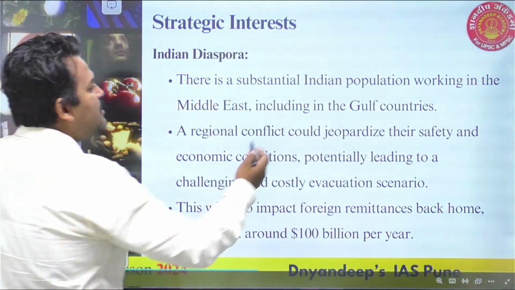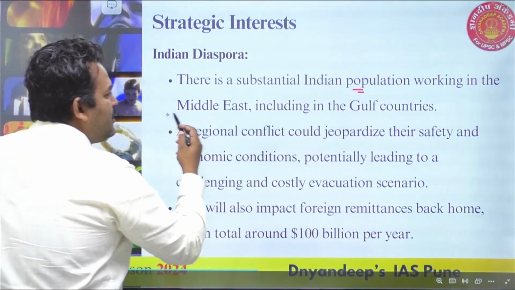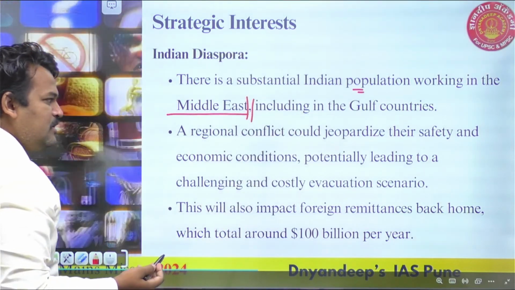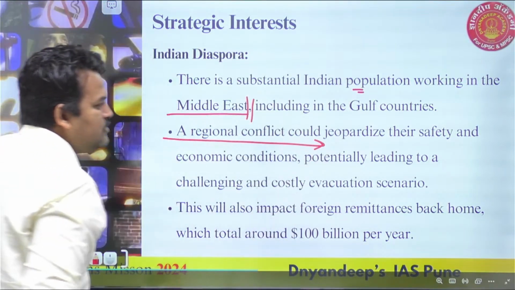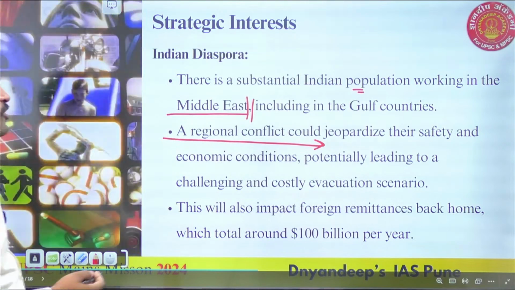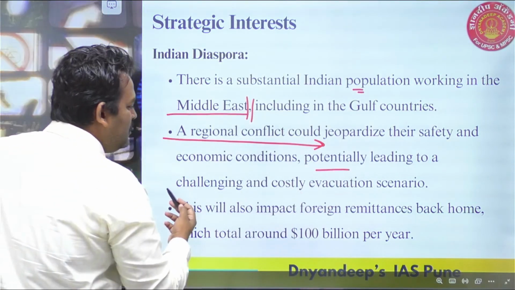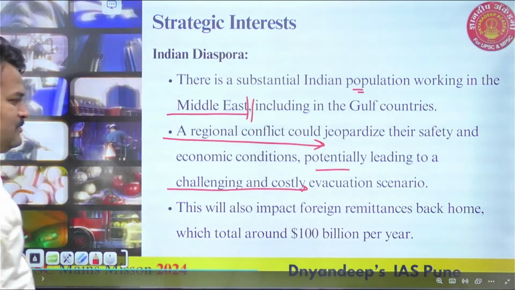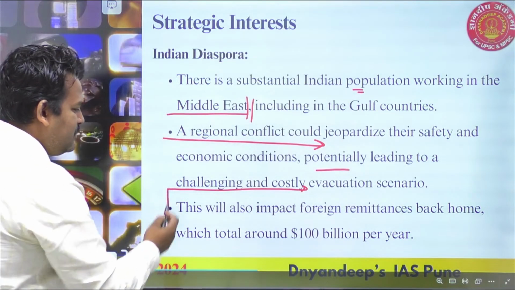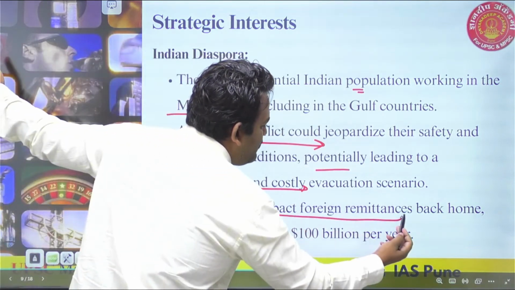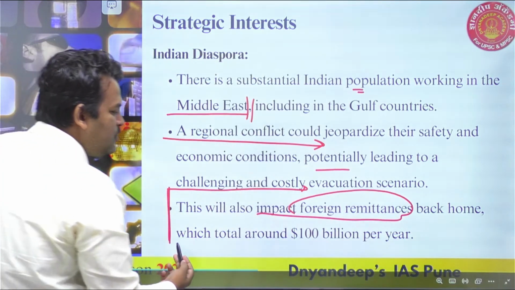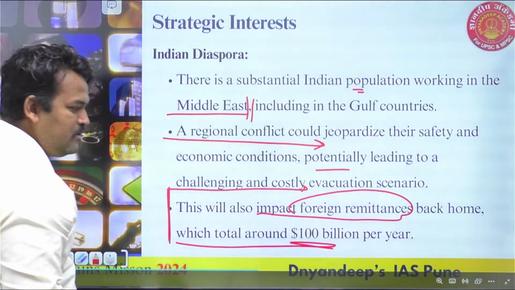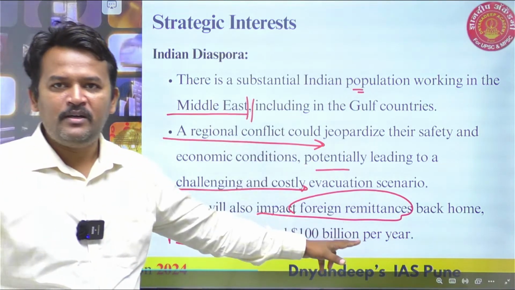Third thing, Indian diaspora. There is a substantial Indian population working in the Middle East, including the Gulf countries. A regional conflict could jeopardize their safety and economic conditions, potentially leading to a challenging and costly evacuation scenario. And most importantly, this will also impact foreign remittances back home, which total around 100 billion per year, which are the highest in the world.